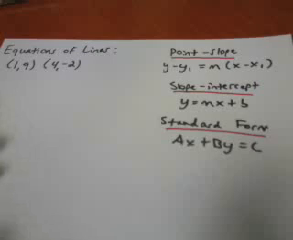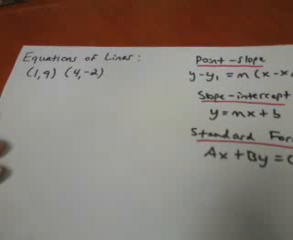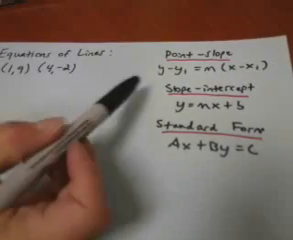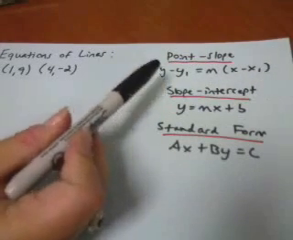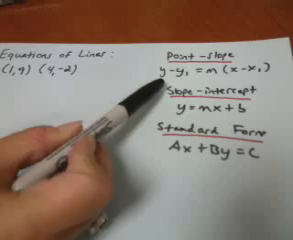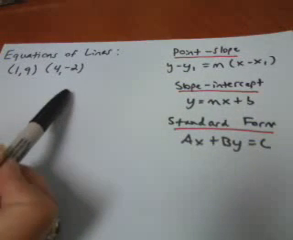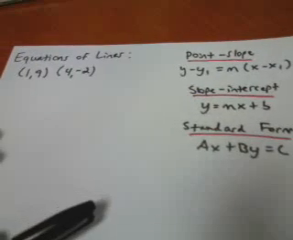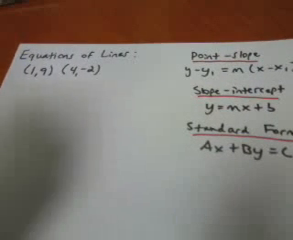So the first thing we're going to do is start off with 2 points: (1, 9) and (4, -2). Well, in order to do point slope, which is where we're going to start, I need a point and I need the slope. I actually have 2 points to choose from, so that criteria is met. But I need my slope. So the first thing we have to do is find our slope.